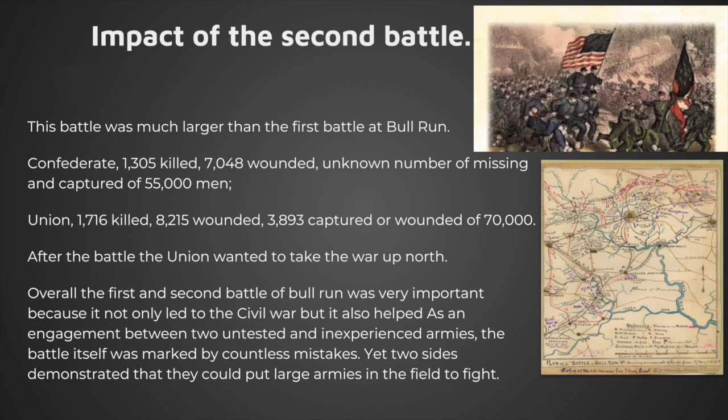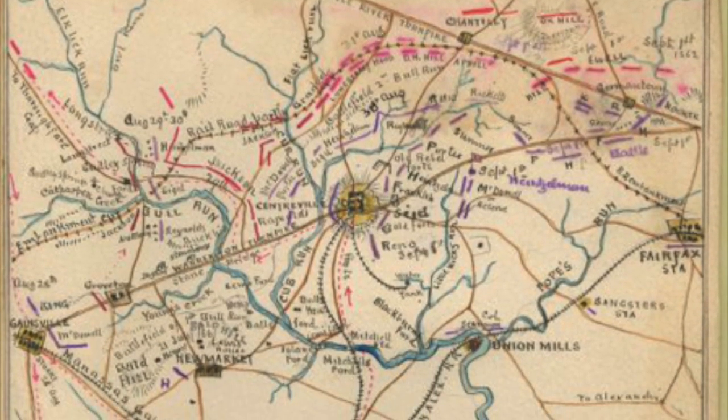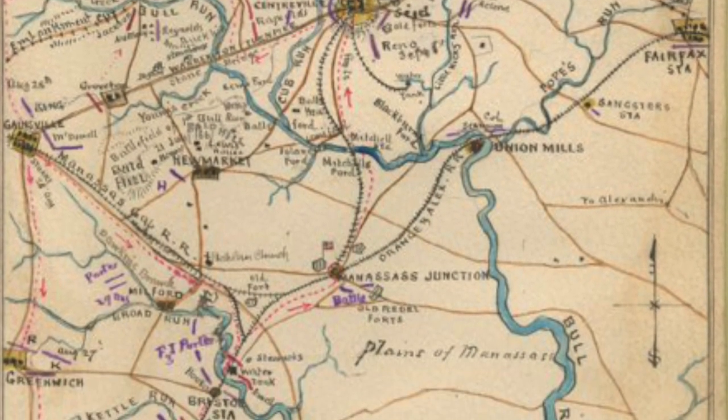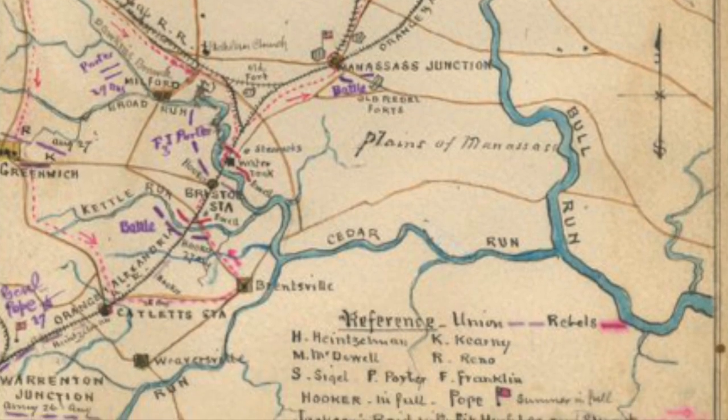Overall, the first and second Battle of Bull Run was very important because it not only led to the Civil War, but it also served as an engagement between two untested and inexperienced armies. The battle itself was marked by countless mistakes, yet the two sides demonstrated that they could put large armies in a field to fight. In the picture on the left-hand side is a plan of the second Battle of Bull Run.